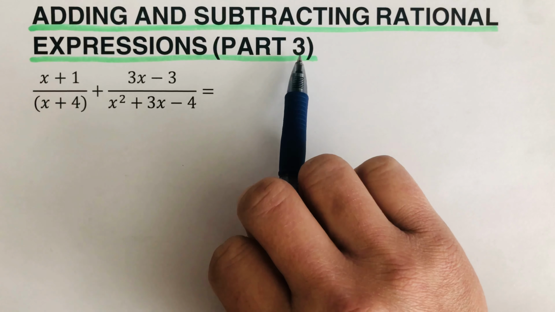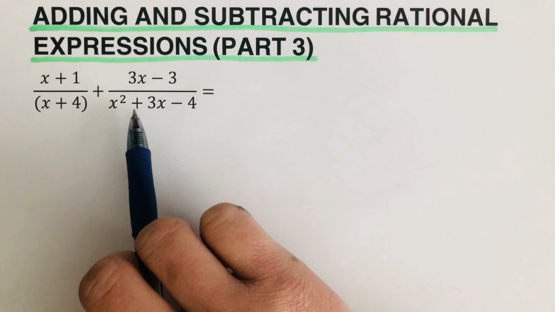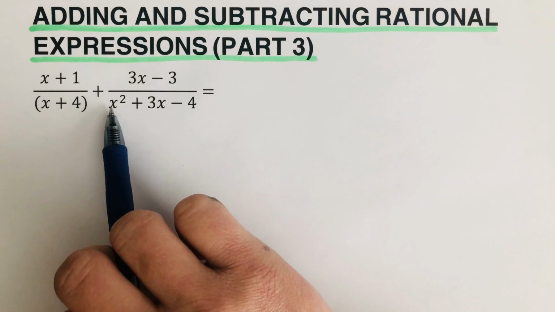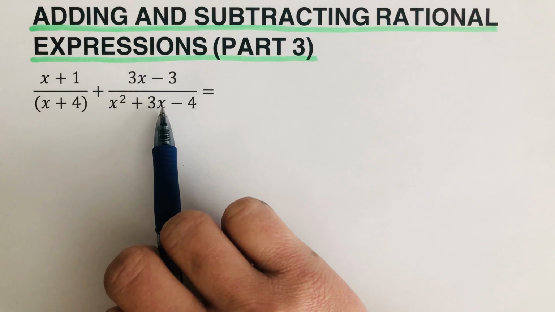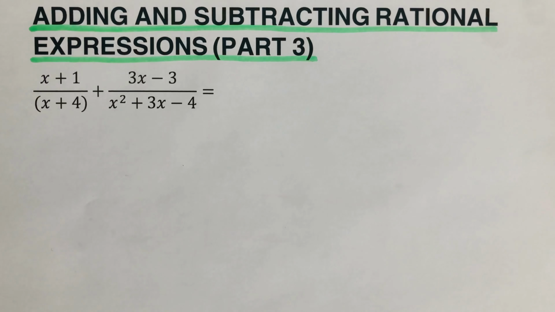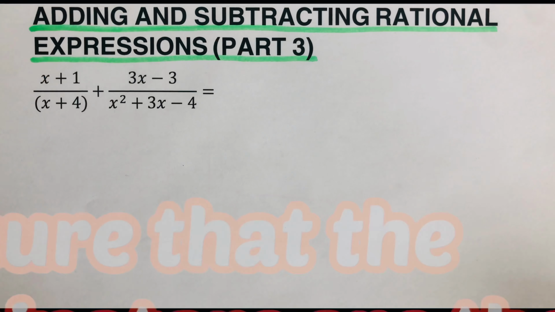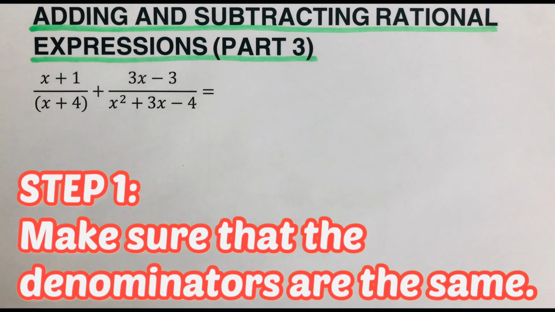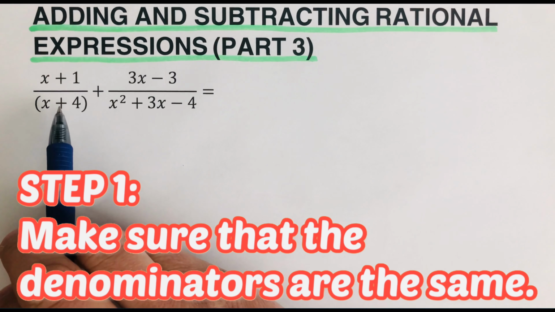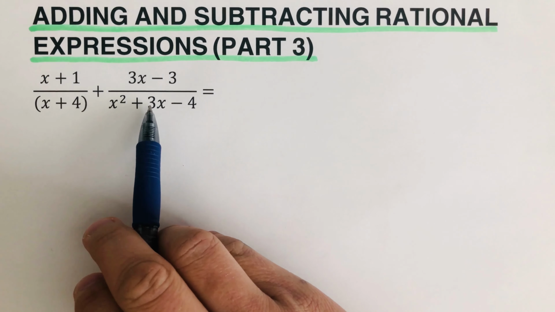In this part, the denominators are not the same, and as you can see here, this denominator is not in factored form. So there are steps that we need to follow in order to add and subtract rational expressions. The first step is to make sure that their denominators are the same. So in this example, their denominators are not the same.